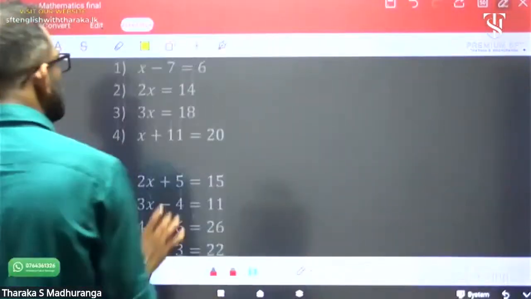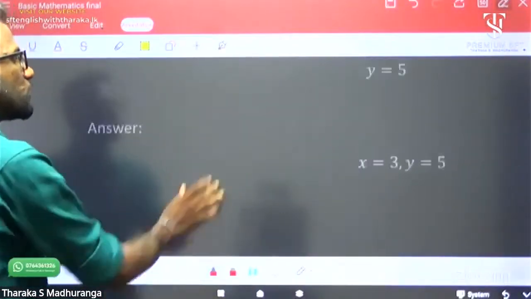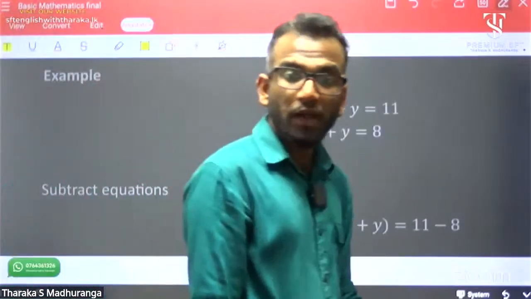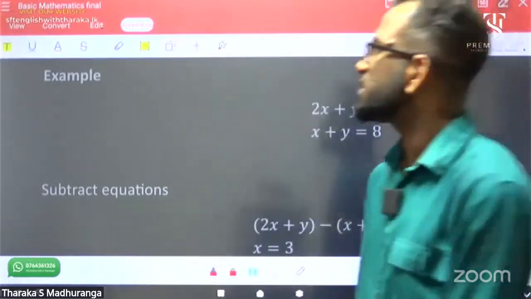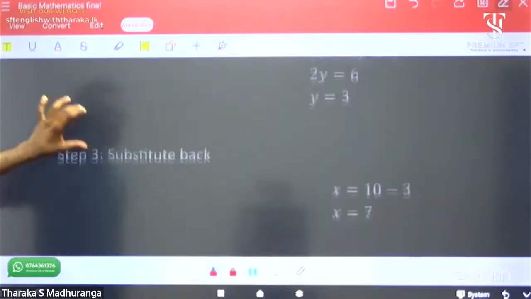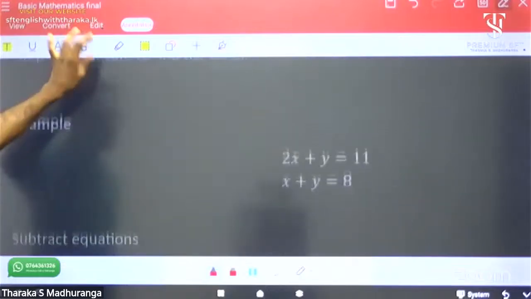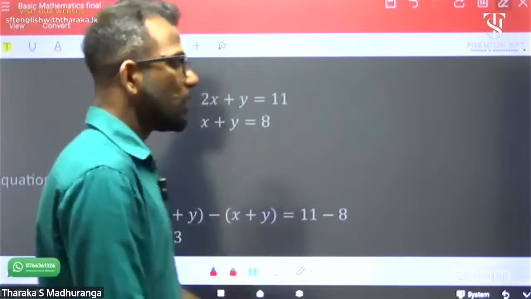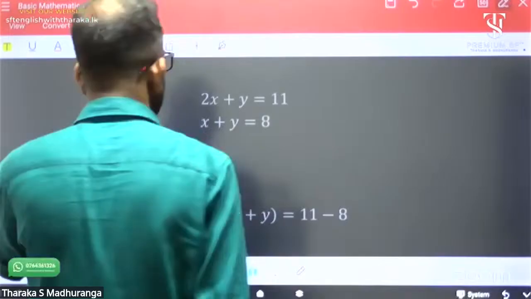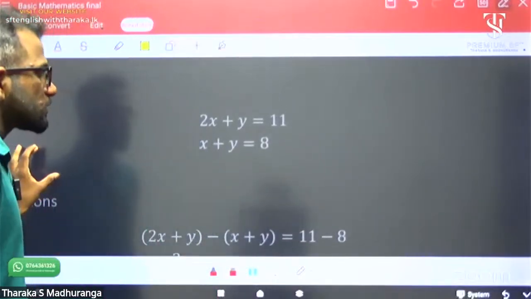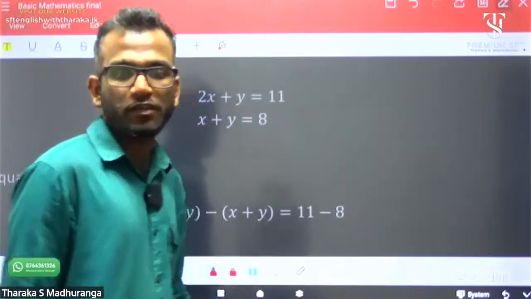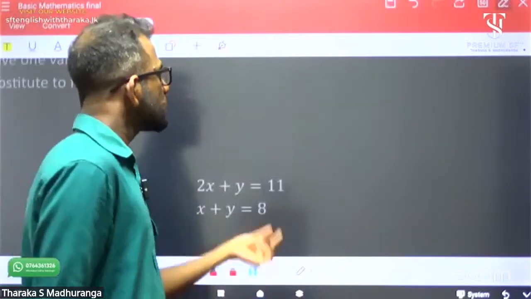Okay, let's move on to the final part of today's class, simultaneous equations. Do you remember simultaneous equations? The main characteristic of simultaneous equations is that they have two unknown factors, x and y. Okay, how to solve this type?